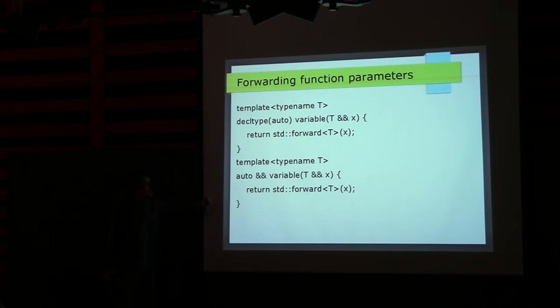The reason is std::forward is going to forward x as an r value reference if it's an r value reference. It's going to forward x as an l value reference if it's an l value reference. You're not going to have a value here. These two functions are the same thing. I would recommend writing it the second way, because auto&& means I am always returning a reference, and that is what this function always does.